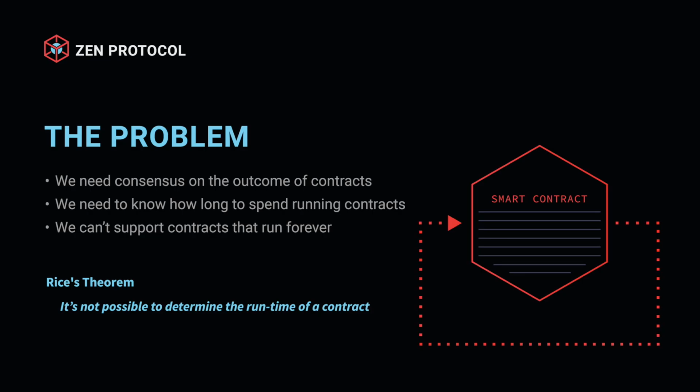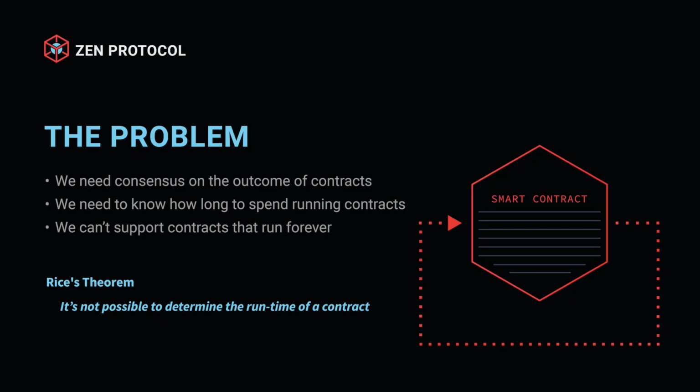The reason is that we need to come to consensus on the outcome of contracts. We need to know how long to run contracts for to be able to do this. If we're going to have consensus at certain intervals, we need to know what we can run within those intervals. So we need to know how long we're going to be spending running contracts. Can we know how long it's going to take to run a contract just from looking at it?